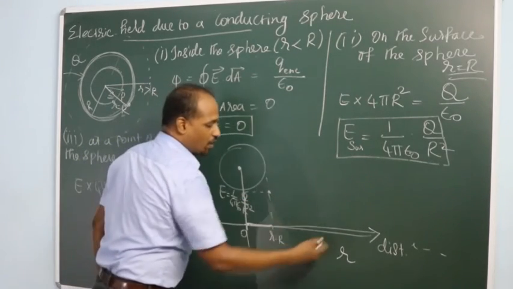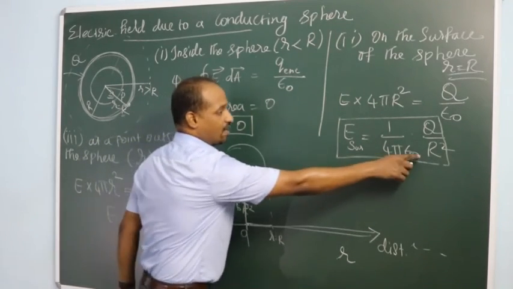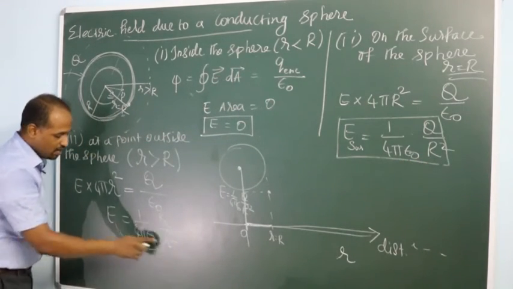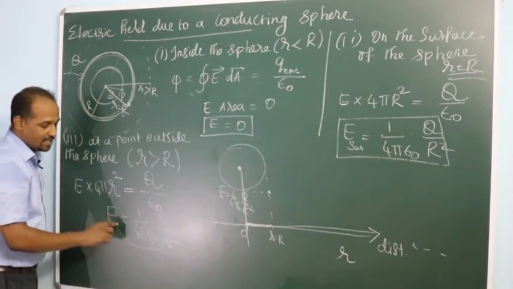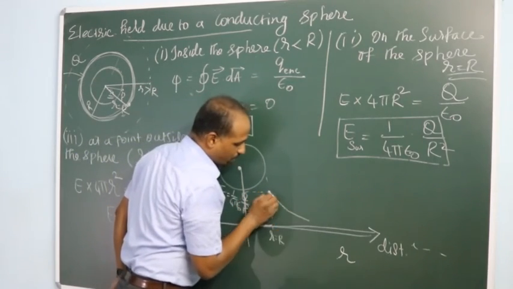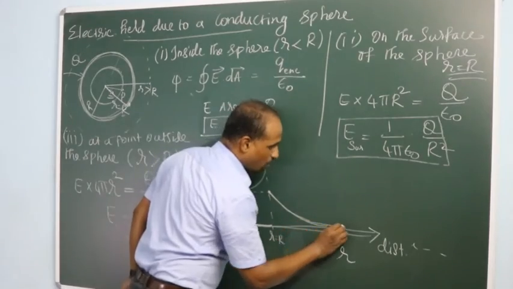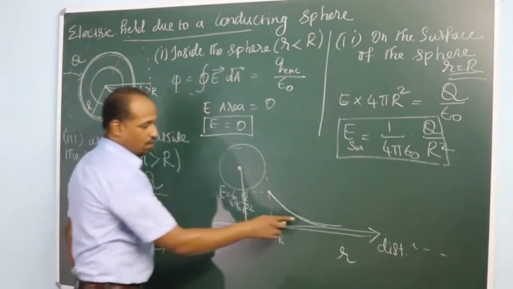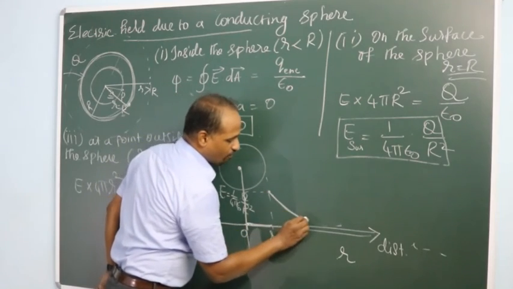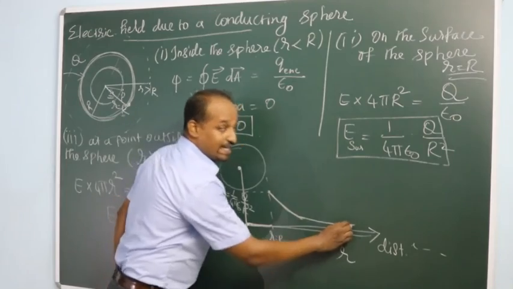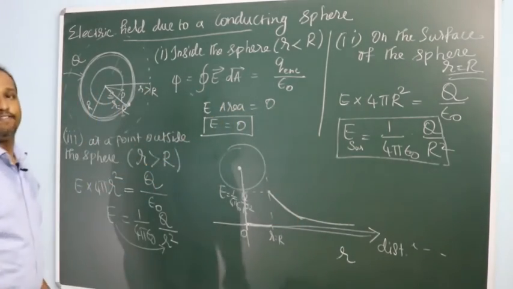Then at any point outside, when r gets greater than R, as this r value increases, this E value keeps on decreasing, inversely proportional to r square, so it will look like a hyperbola. Only when r is equal to infinity will the electric field be 0. Hence, this line will not touch the x-axis. It will touch the x-axis only at infinity.